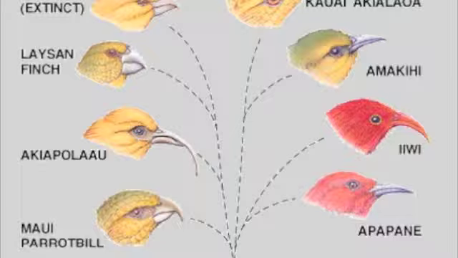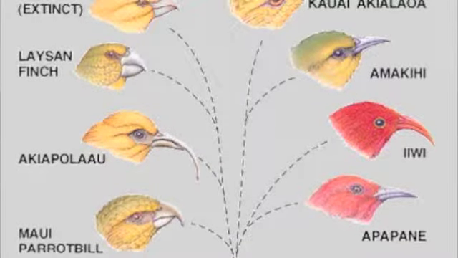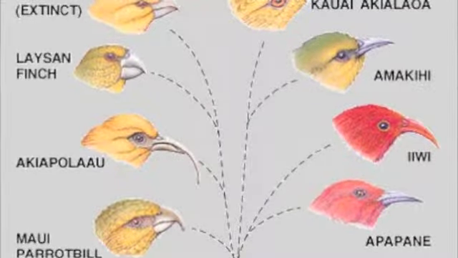This can also occur naturally when one species type in different environments becomes dependent on varying types of food, resulting in subspecies.